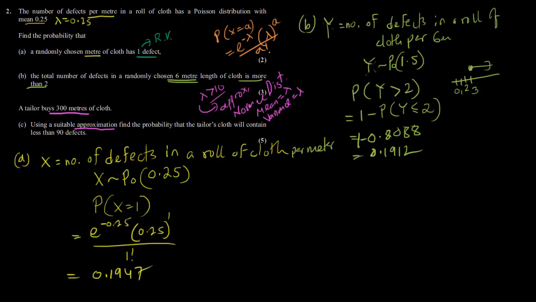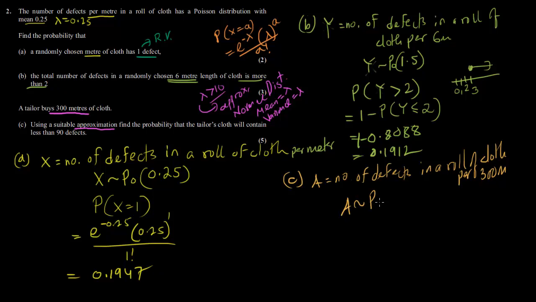So let's take a look over here. So this would be question number C. First of all, let's define the Poisson distribution. Always start from the original distribution. So x and y has been used. Z cannot be used because we use that in standard normal distribution. So let me use the letter A. So it's the number of defects in a roll of cloth per 300 meter.